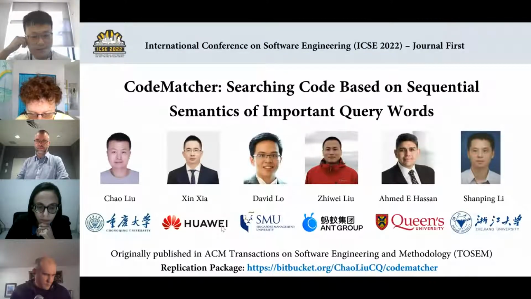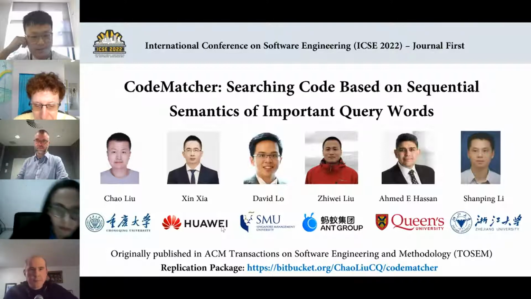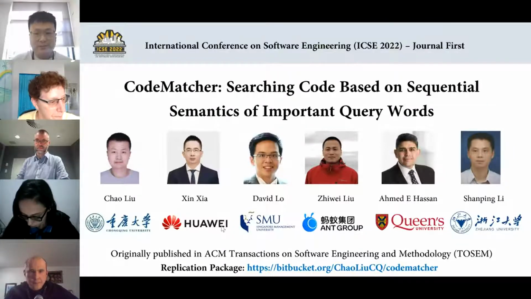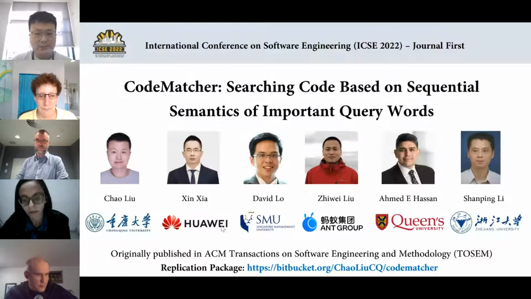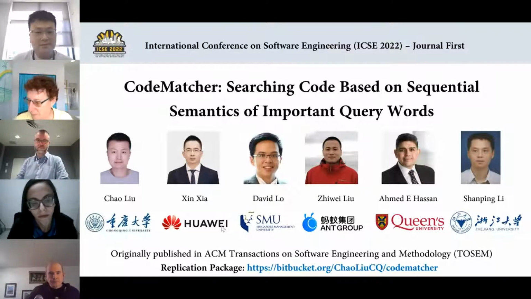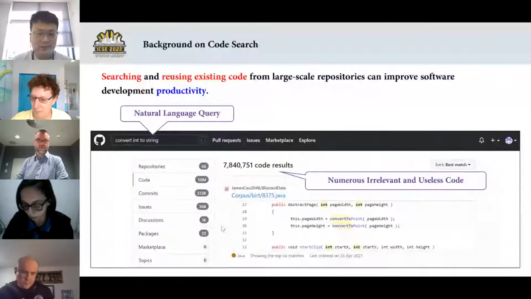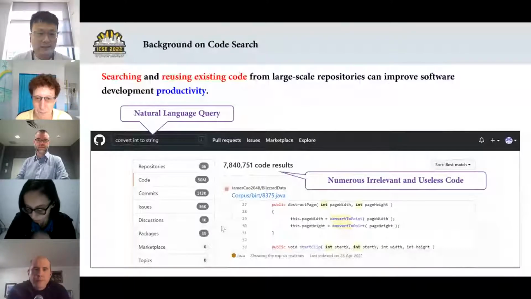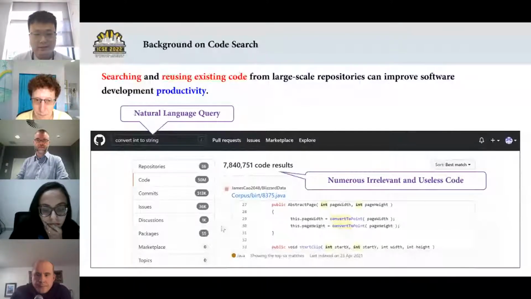Hello, everyone. I'm Chao Liu from Chongqing University, and I present our work, Code Matcher, searching code based on sequential semantics of important keywords. Searching and reusing existing code from large-scale repositories can improve software development productivity. As we can see, GitHub always returns numerous irrelevant and useless code.